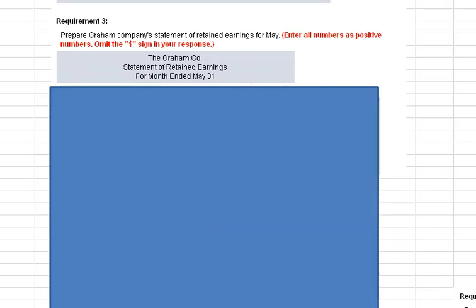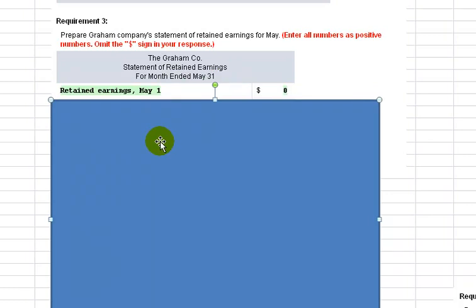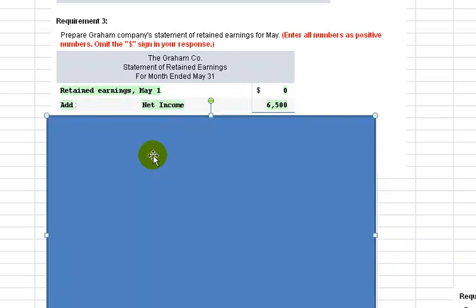Okay, next we tackle requirement 3, which says prepare the statement of retained earnings. Well, a statement of retained earnings lists the title for the month of, right? Because we're covering a month's worth of transactions. And we start off with our beginning balance, which was 0. Retained earnings was 0, and the first thing we did is we invested money into it, but we didn't have any retained earnings up till that point.